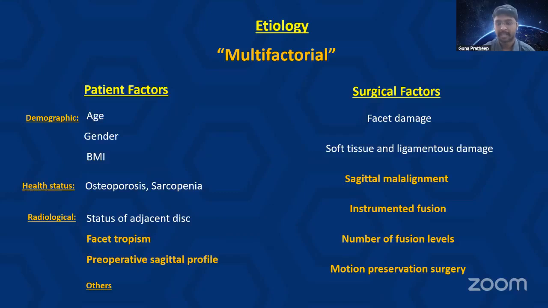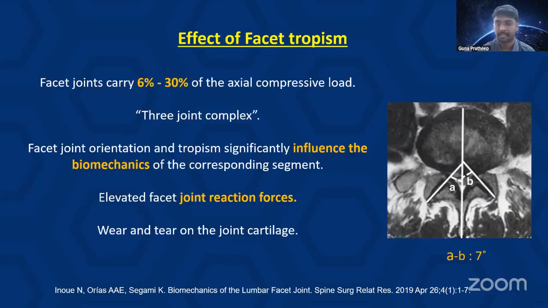This lecture itself is mainly focused on biomechanical factors, so I am not going to discuss much about the demographic or health status. All the highlighted biomechanical concepts are discussed in my subsequent slides. So coming to the facet tropism. As we all know, facets are the important stabilizers posteriorly, and they carry about 30% of the axial compressive load, and they form a 3-joint complex along with the disc. So facet joint orientation is very important, especially in the lumbar spine where the facets are sagittally oriented.